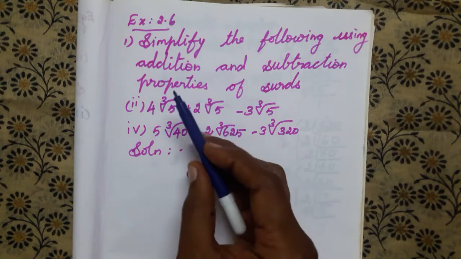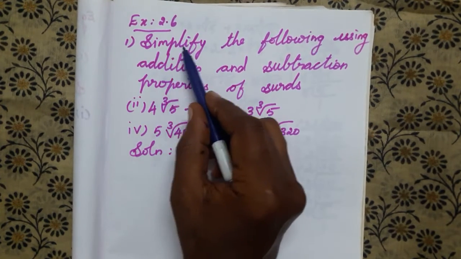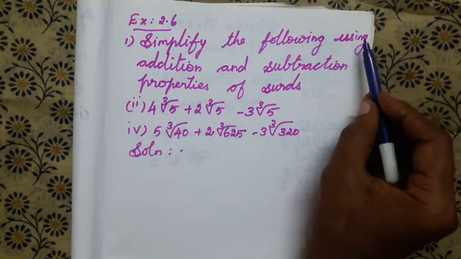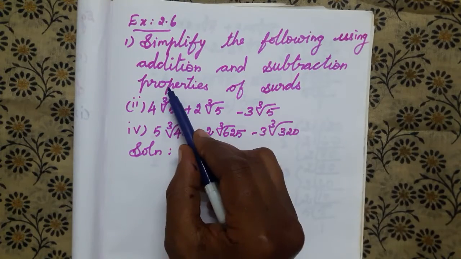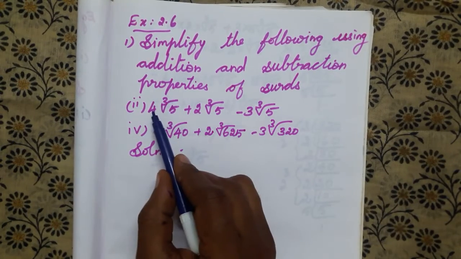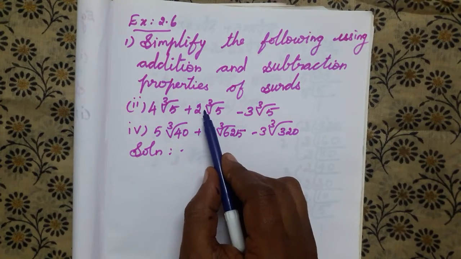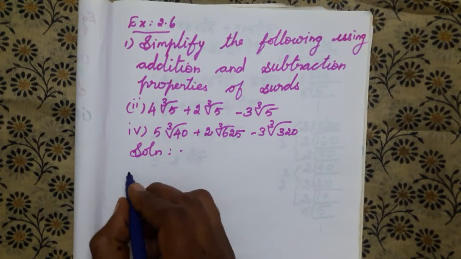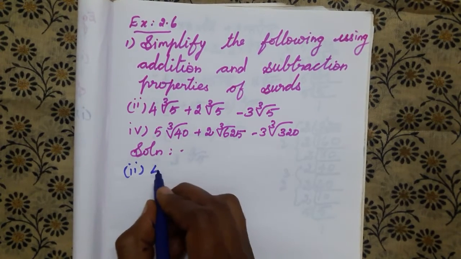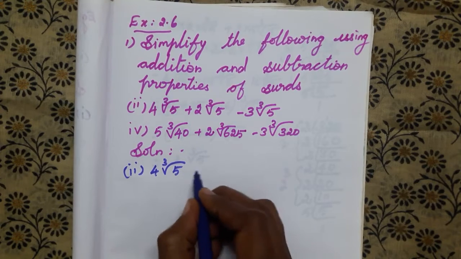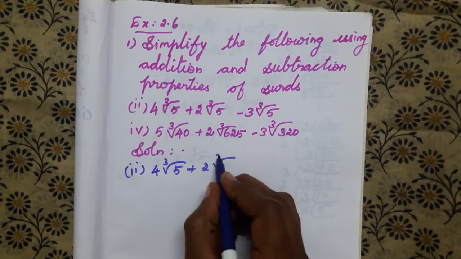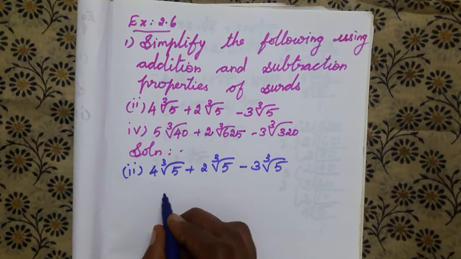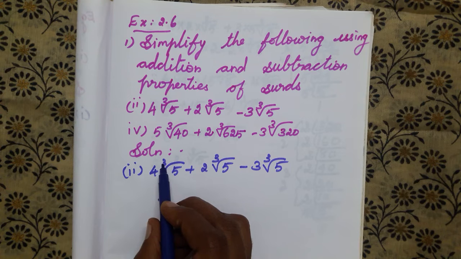Now I am going to explain exercise 2.6, first problem. Simplify the following using addition and subtraction properties of surds. 4 into cube root of 5 plus 2 into cube root of 5 minus 3 into cube root of 5. Here you check these three numbers. What's the order of this?